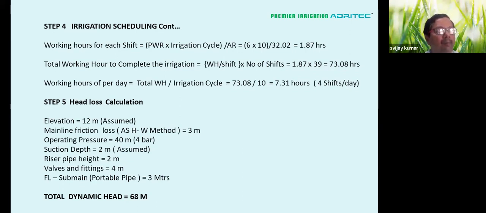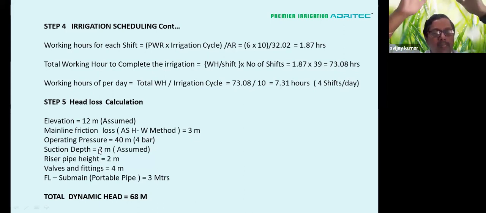Once this has been completed, you need to get into the head loss calculation. The elevation in this particular plot from the river into the plot is around 12 meters. It's quite a steep elevation. The mainline friction loss, you will have to calculate depending on the length; for simplicity, I am assuming around 3 meters. The operating pressure, unlike the earlier sprinkler which was just 20 meters, is now 40 meters, which you have to add up. And the suction from the river, the depth is around 2 meters.